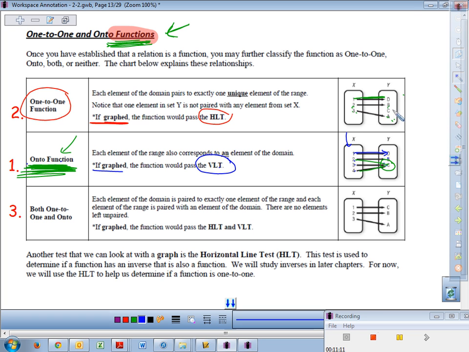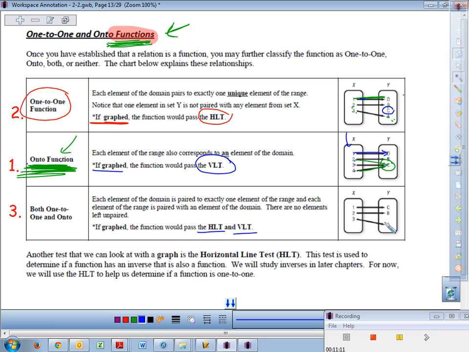But like I said, I don't want to overcomplicate you, but you see how there's some weirdo in the range that like didn't even get mapped to in the first place? Let's not let this bother us, okay? Just realize 1 to 1. Sound all right? And then finally, it's both if it's 1 to 1 and onto, if it passes the HLT and the VLT.